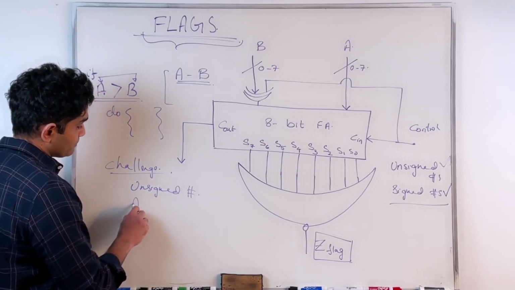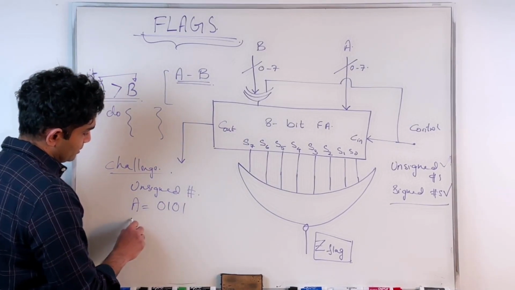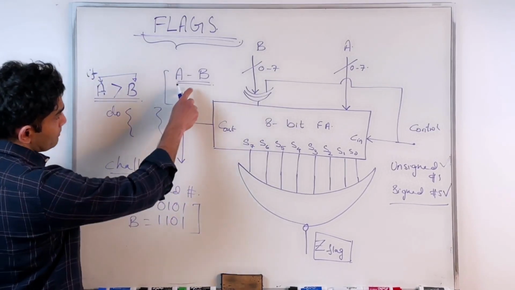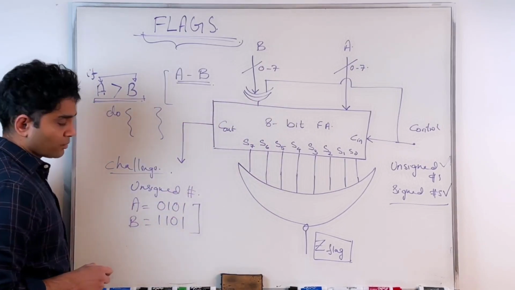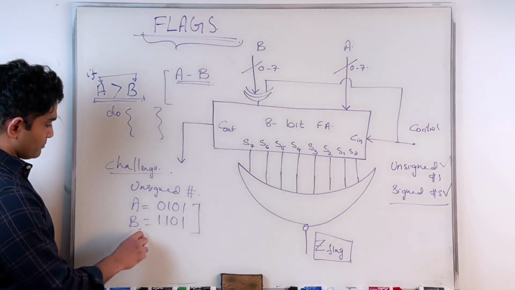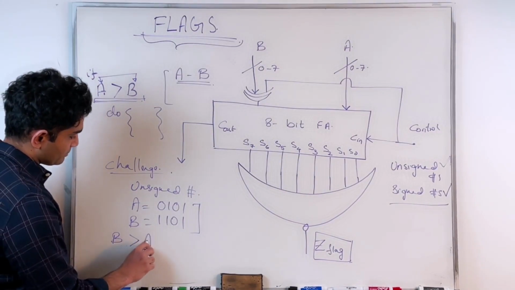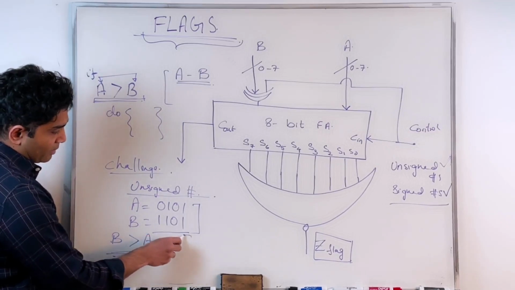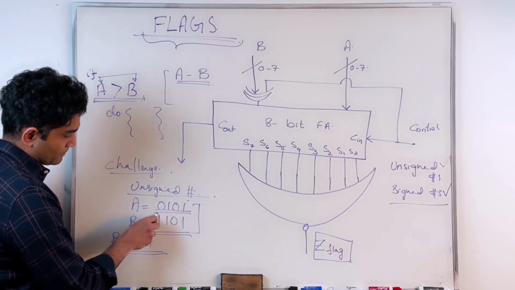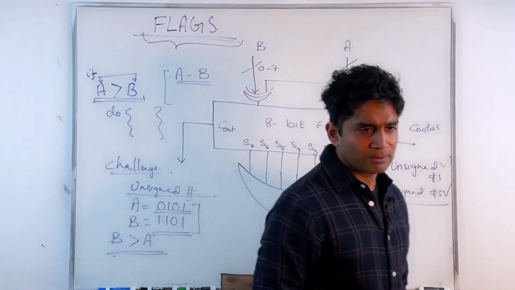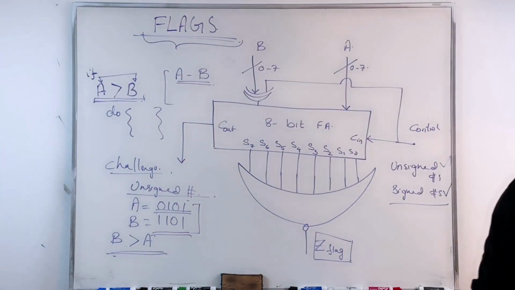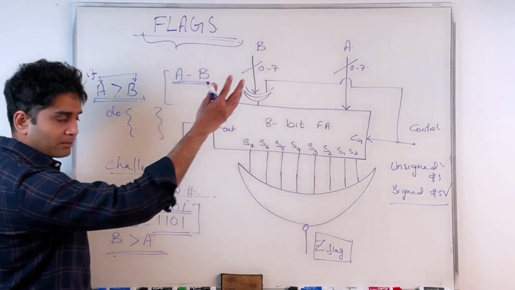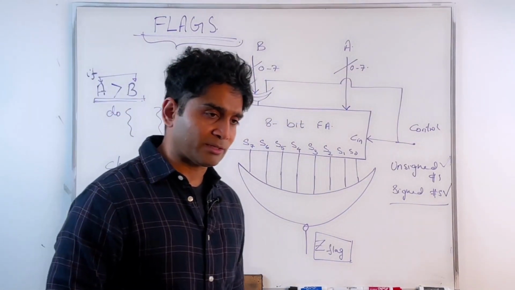Let's say A is 0101. B is 1101. When I'm doing this operation, A greater than B, in this case it's obvious that B is larger than A, because I'm working with unsigned numbers, so this has a larger magnitude than this number. So again, I do this A minus B operation, probably design some flags and then look at the flags.